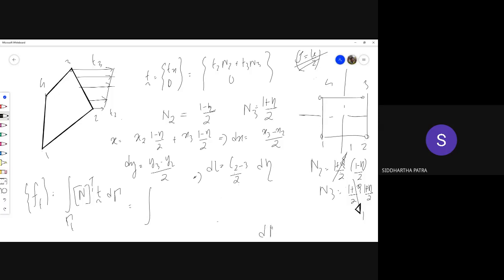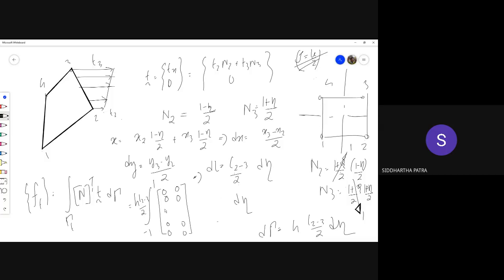So d gamma is h times L23 by 2 times d eta. So that's what we are going to write here. H times L23 by 2 comes out of the integration d eta, and eta ranges from -1 to 1 as it goes from 2 to 3, and on the line 2, 3, n transpose looks like this. So the first 4 are 0, then the last 4 are also 0.